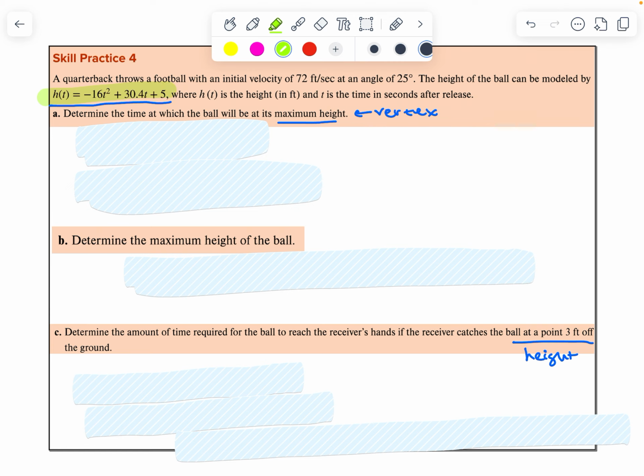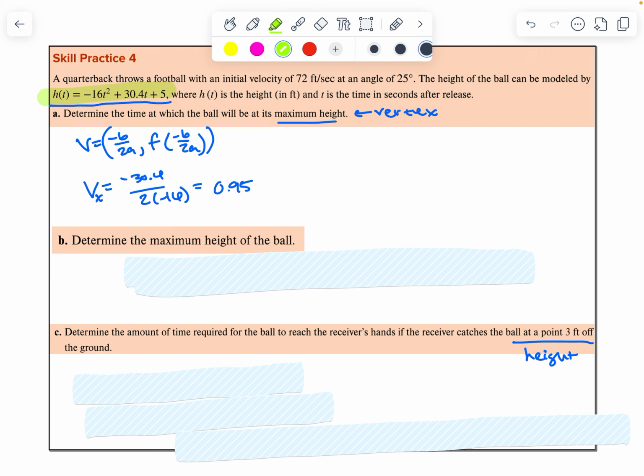If we want to find the vertex, that means we're trying to find the maximum height, we're trying to find the vertex. And here's the work for that. Again, you do negative b over 2a to find the x. You sub that into your function to find the y. Find the maximum height of the ball. That is the y value of that.